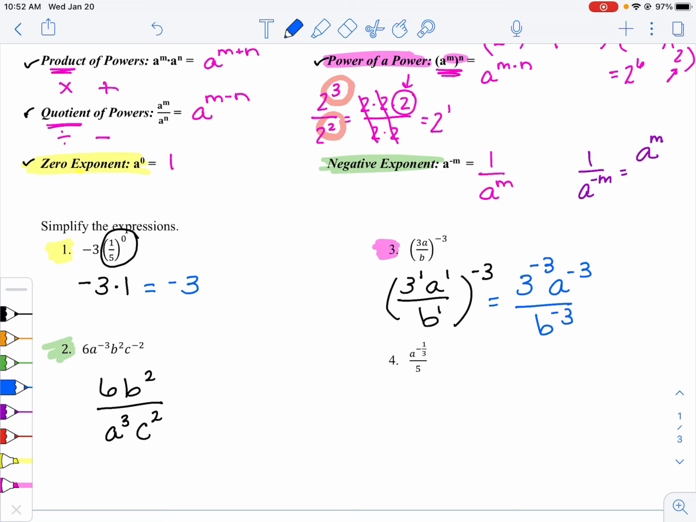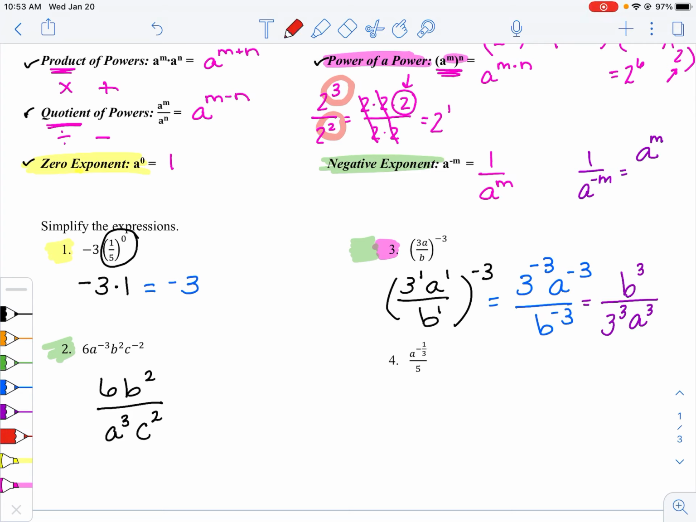Well, now I can see I have tons and tons of negatives. So this is also a negative exponent problem. And I can rewrite it such that they're all happy by moving them to different places. So that 3 to the negative 3 is going to move to the denominator. A to the negative 3 is going to move to the denominator. B to the negative 3 is going to move to the numerator. And when they move to each of those places, their exponent changes because they change location.